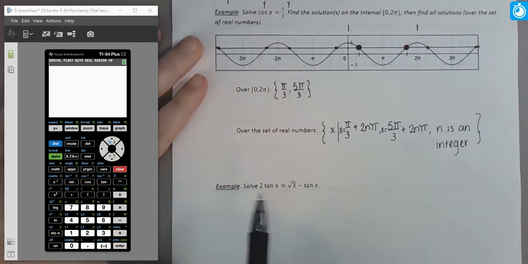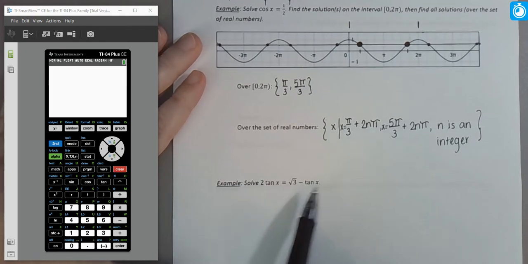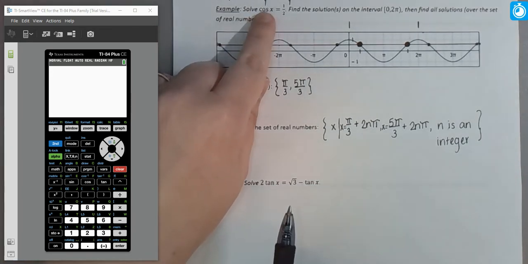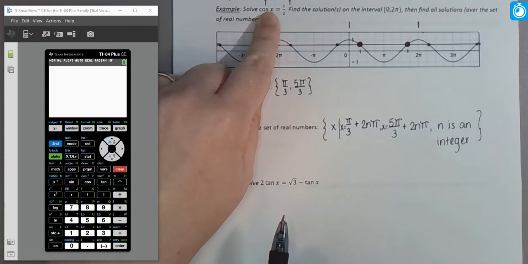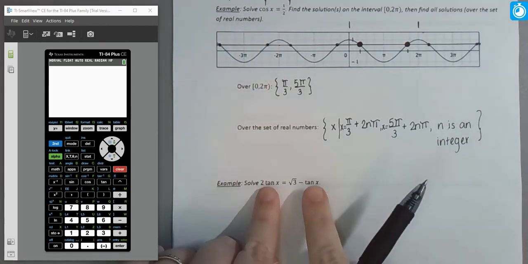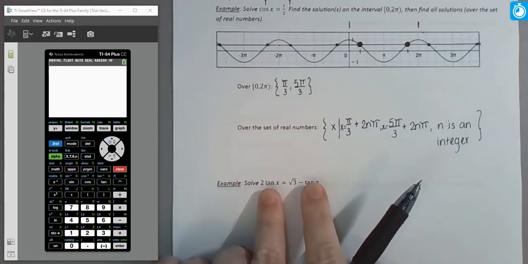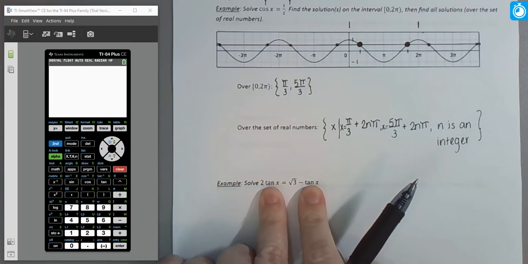So let's look at another example. We want to solve this equation: 2 tangent x is equal to the square root of 3 minus tangent x. Now, notice in this first equation, we saw a trig function and we only saw it one time. Here we have the same trig function, tangent, but we have two terms that contain a tangent.